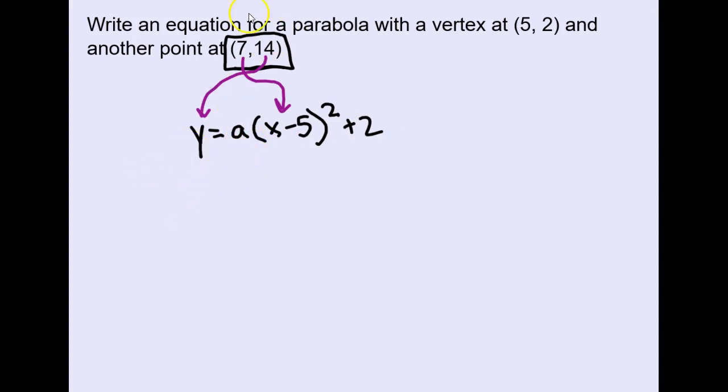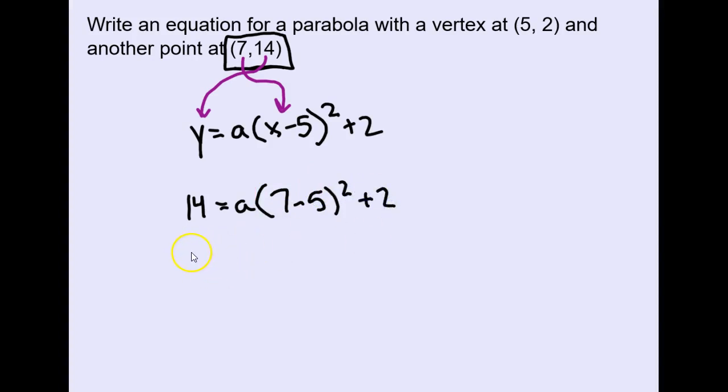Check it out. I'm not going to write Y, I know what Y is. I'm going to write 14 equals A times, I'm not going to write X, I'm going to write 7 because X is 7. 7 minus 5 squared plus 2.